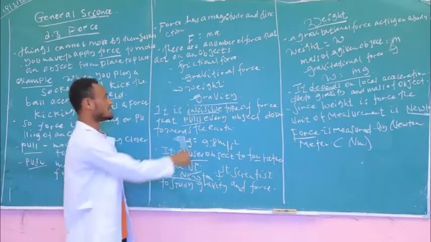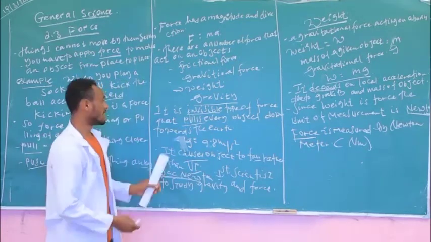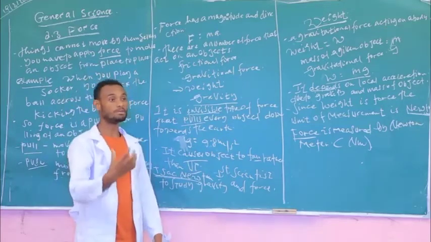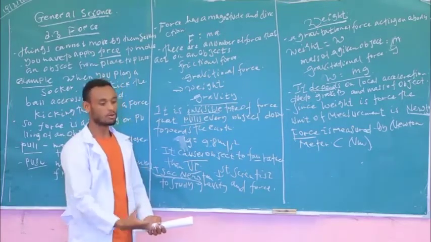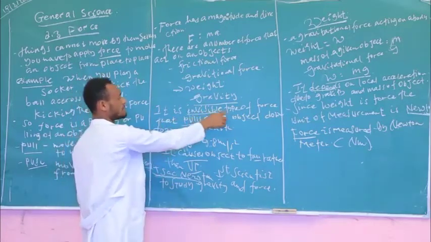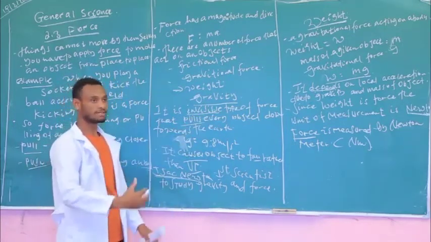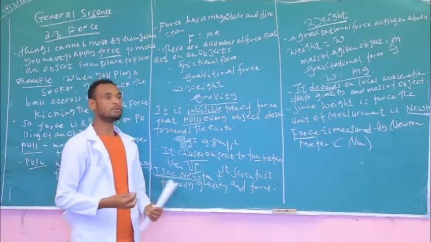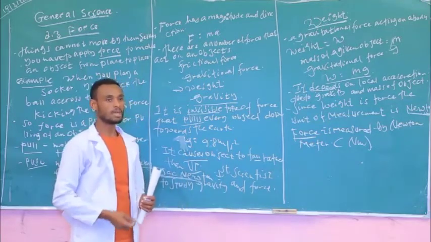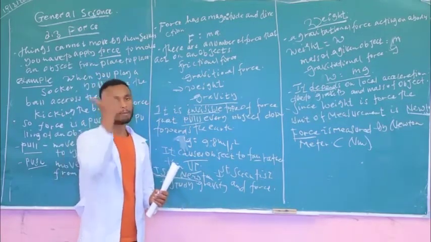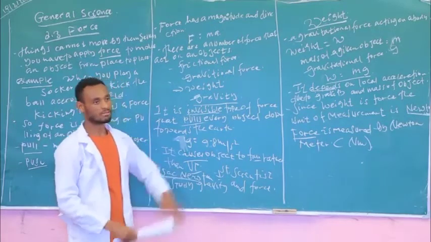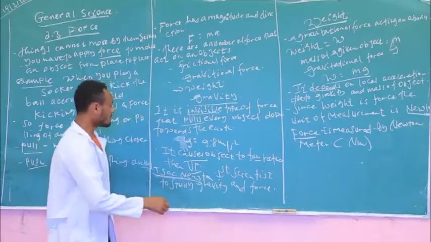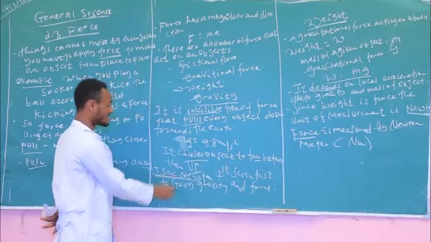Good, students. What is gravity? Gravity is an invisible type of force that pulls every object down towards the earth. That's why if you throw a given material, for example a piece of chalk, upward, it will come down because of gravitational force. So it causes objects to fall rather than go up.